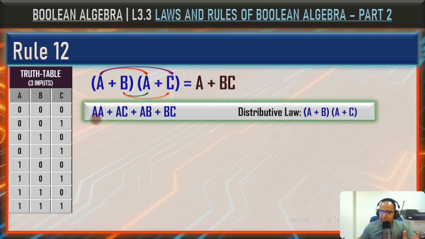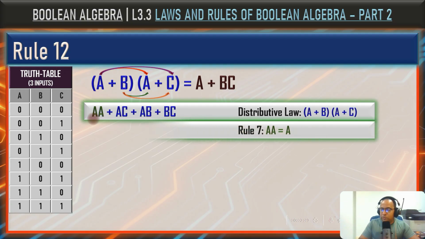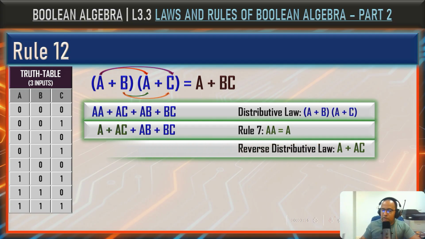Notice that we have the term A times A, that is, a variable being multiplied by itself. In this part of the expression, we can apply Rule 7, which states that any variable multiplied by itself always results in itself. So the new expression becomes like this. At this point, we can apply the reverse distributive law to this part of the expression, giving us the term a times (1 plus c) grouped inside the parentheses. The remaining term stays the same.